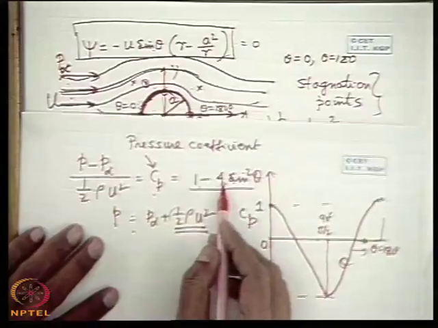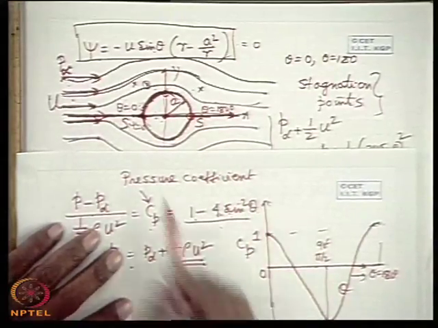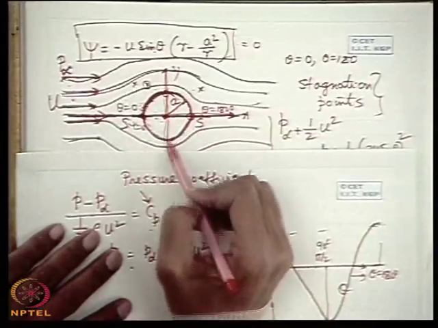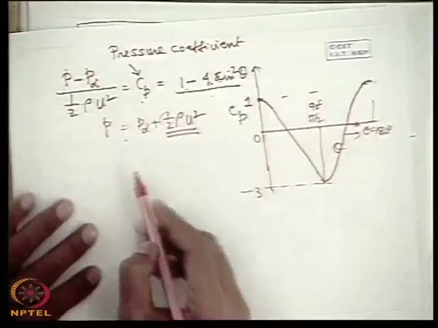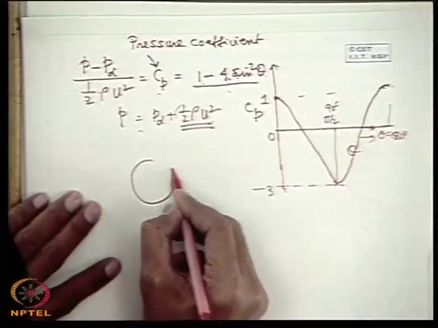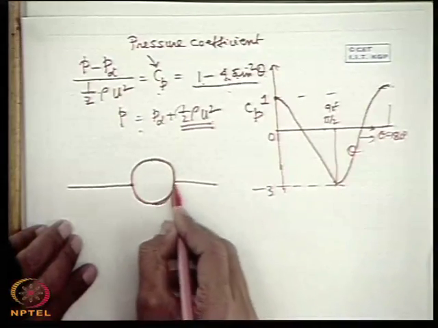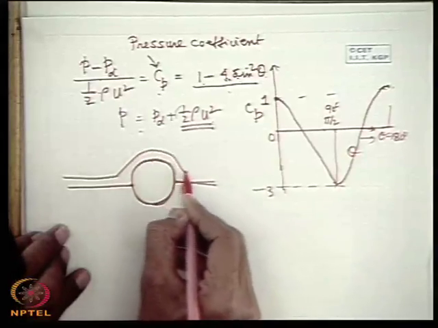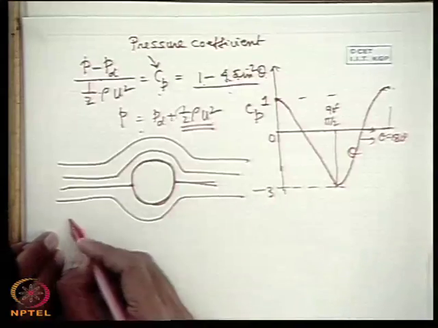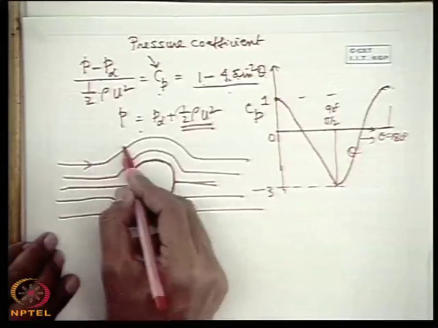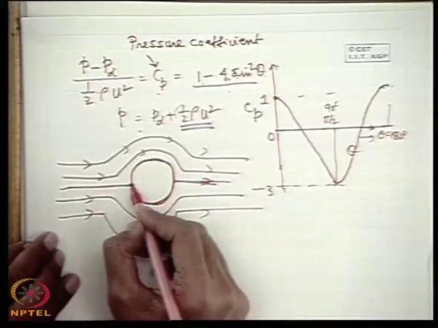So this function you see is symmetrical about this axis, but the variation takes place, it is not symmetrical about this axis. So we show only the variation from 0 to 180 degree. Just if I draw this thing again, the streamlines are like this, streamlines are like this. So this is the streamlines, so this is the axis.